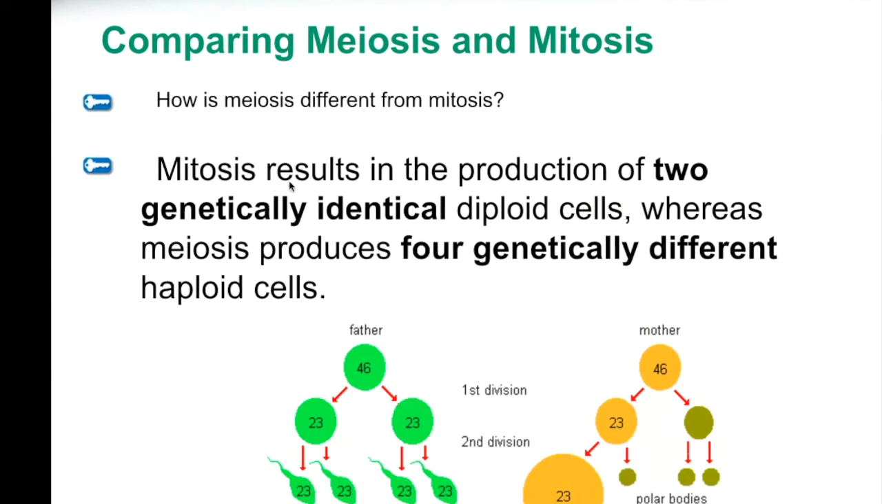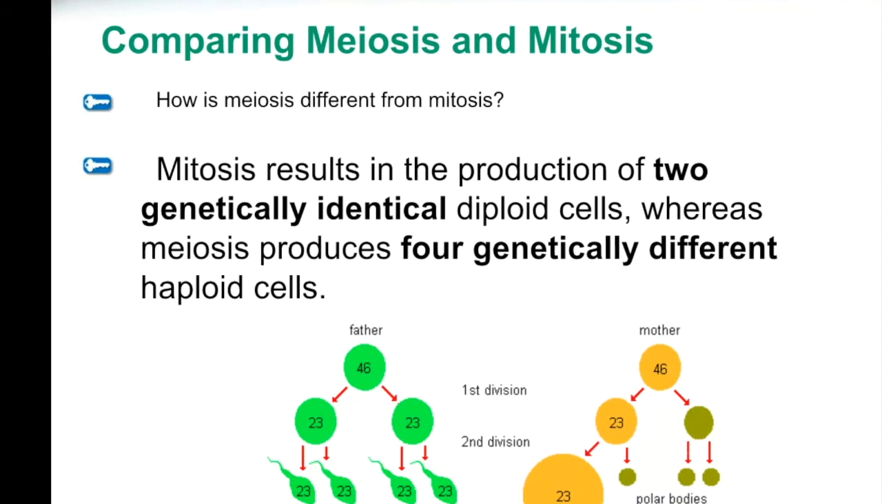What else is different? Well, mitosis produces identical cells. So when you make a new cell to heal or to grow, that cell is genetically identical to the parent that made it. Your 2 cells split, and they look exactly like the original. But when we go through meiosis, we actually end up with genetically different cells.